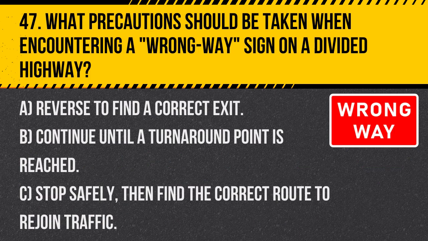Question 47. What precautions should be taken when encountering a wrong way sign on a divided highway? A. Reverse to find a correct exit. B. Continue until a turnaround point is reached. C. Stop safely, then find the correct route to rejoin traffic.